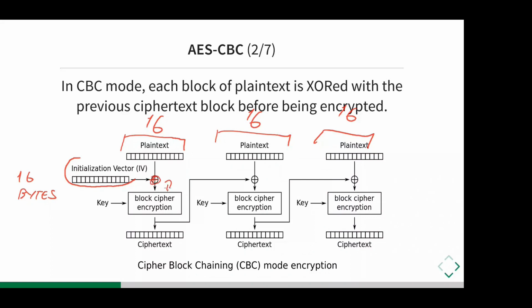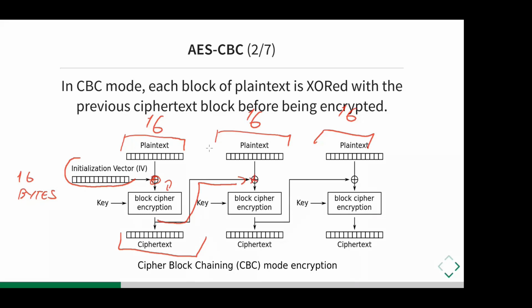Then I put it in the block, because the XOR does not change the size. So they are both 16, the output will be 16, and then I get the first ciphertext block. Then I use this one, and I XOR it with the second plaintext.